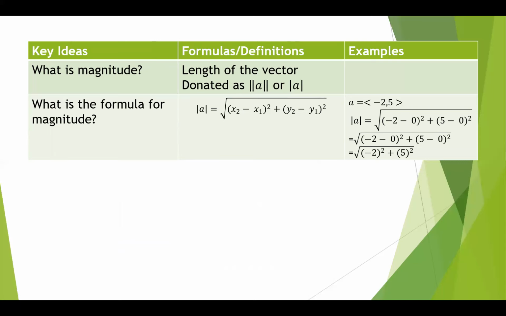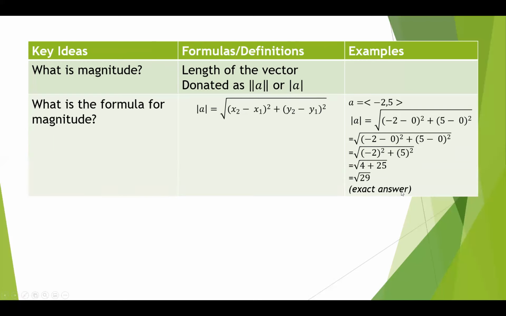And so -2 minus 0 gives you -2. 5 minus 0 is 5. -2 times -2, remember a negative times a negative is a positive, gives you 4. And 5 times 5 is 25. You add those together and you get the square root of 29.